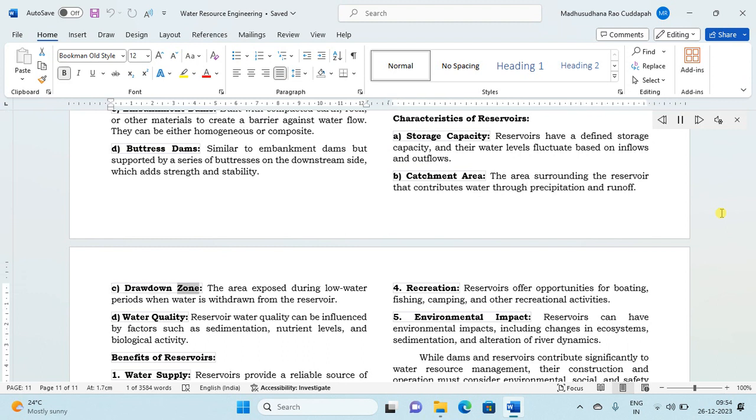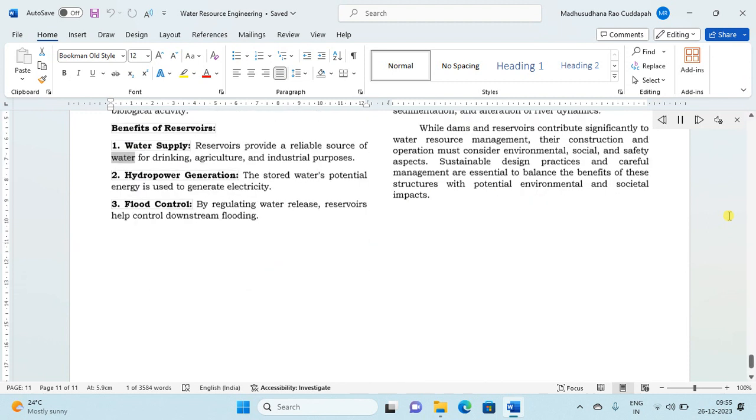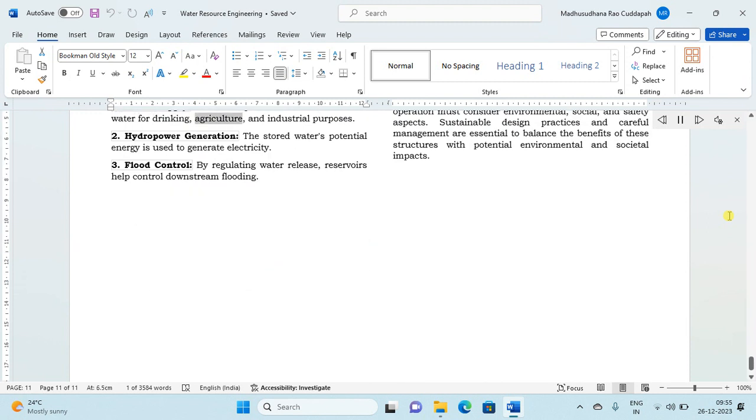C. Drawdown zone. The area exposed during low water periods when water is withdrawn from the reservoir. D. Water quality. Reservoir water quality can be influenced by factors such as sedimentation, nutrient levels, and biological activity. Benefits of reservoirs. 1. Water supply. Reservoirs provide a reliable source of water for drinking, agriculture, and industrial purposes.